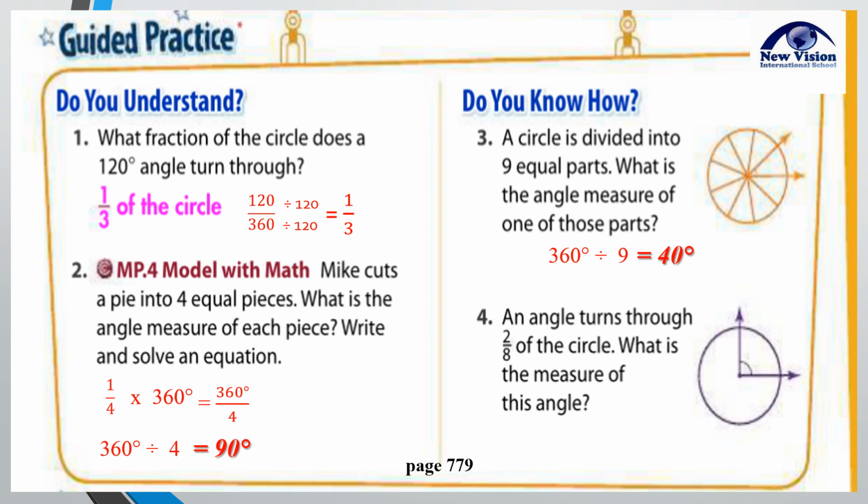Next, number 4. An angle turns through 2 over 8 of the circle. What is the measure of this angle? So 2 over 8 can be written as 1 over 4 because 2 and 8 can be divided by 2. Then 1 over 4 times 360 degrees. What is the answer? Great. It's 90 degrees.